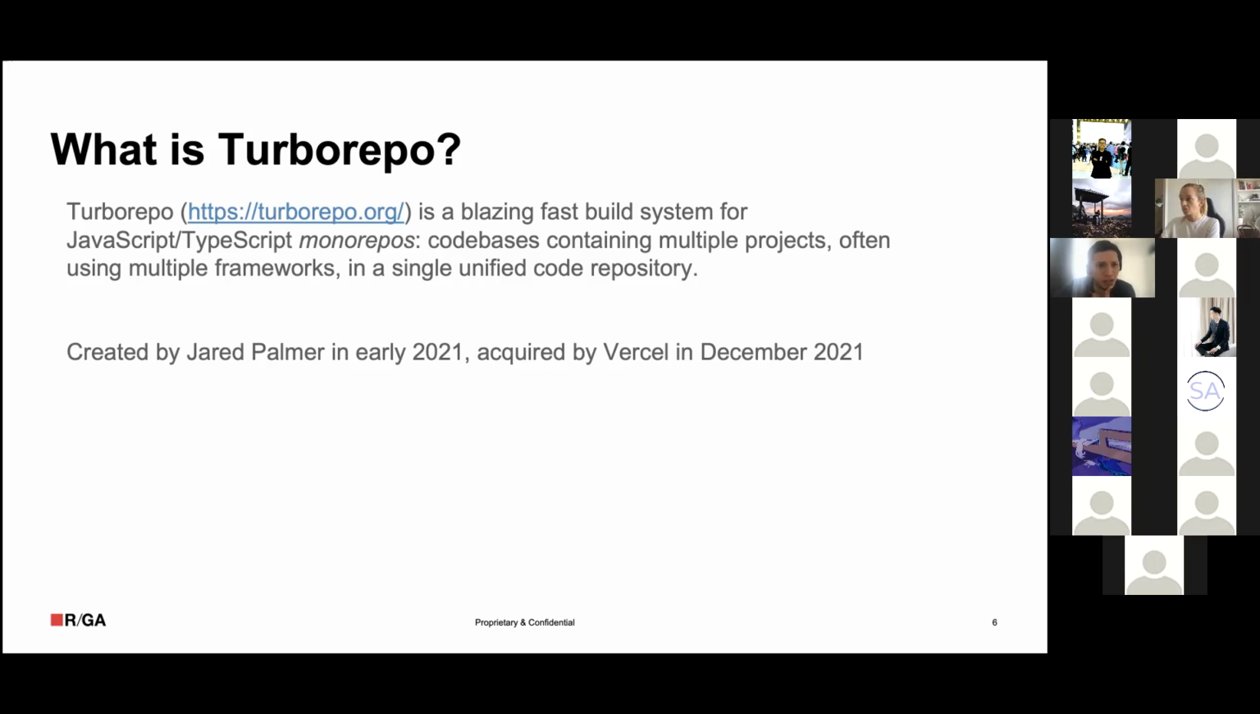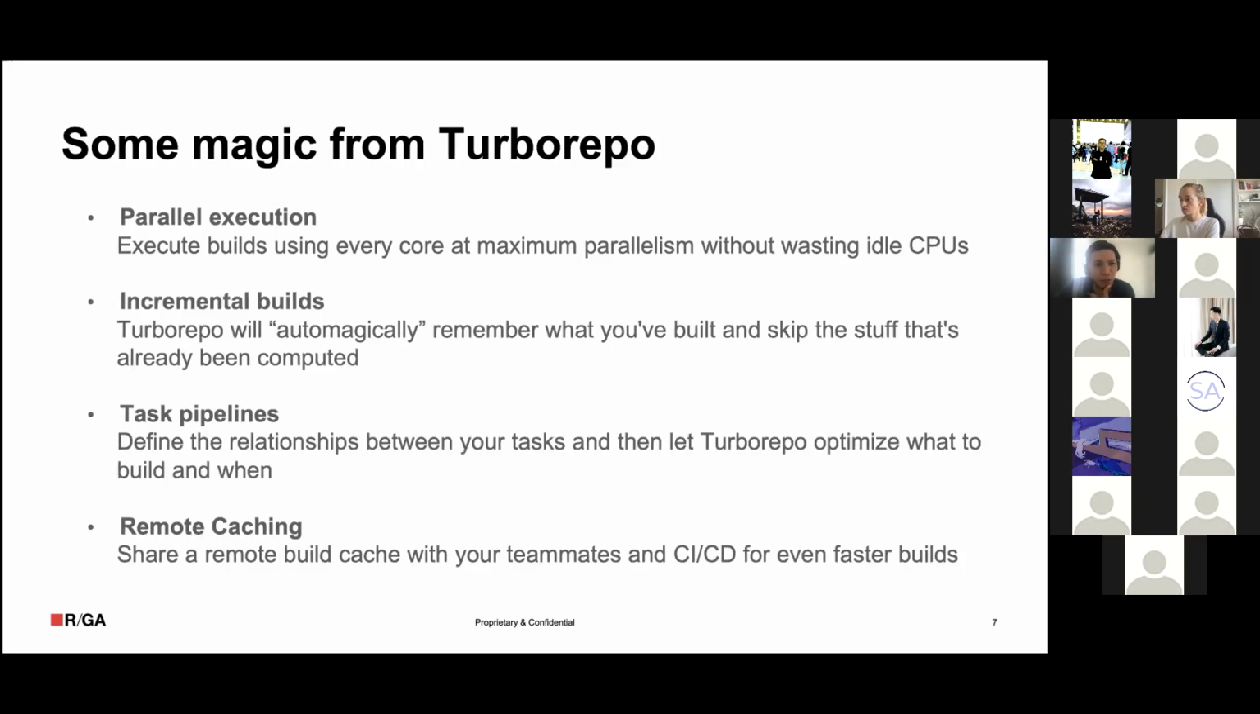So what are the features that Turborepo has for monorepo? I'll try to demo them one by one. I think it's better to explain this by directly demoing to you. The first one is parallel execution. Turborepo can execute builds using every core at maximum parallelism without wasting idle CPUs.